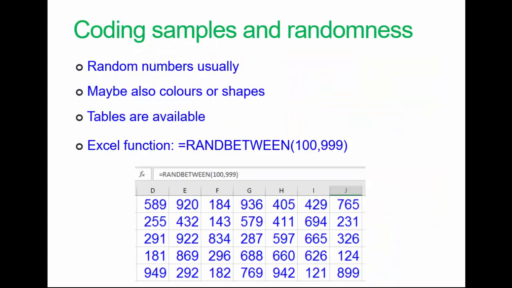Samples are coded randomly to prevent, for example, runs of numbers that might unconsciously or consciously influence assessors. Tables are provided with the relative British standards, or random numbers can be easily generated using tools like Excel's randbetween function. There's some examples there.